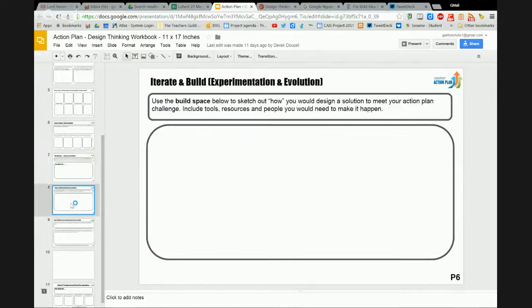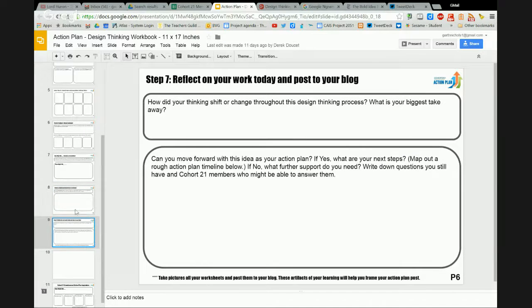And then we start to build, and this is what I want to talk about: iterate and build, experimentation, evolution. So how do we make that design thinking a little bit more concrete? There's only one way to do it. It's to try it out and reflect on it and tweak it. And it could be reflected in a bunch of different ways, either in your blog, in Twitter, perhaps on a Google Plus post.